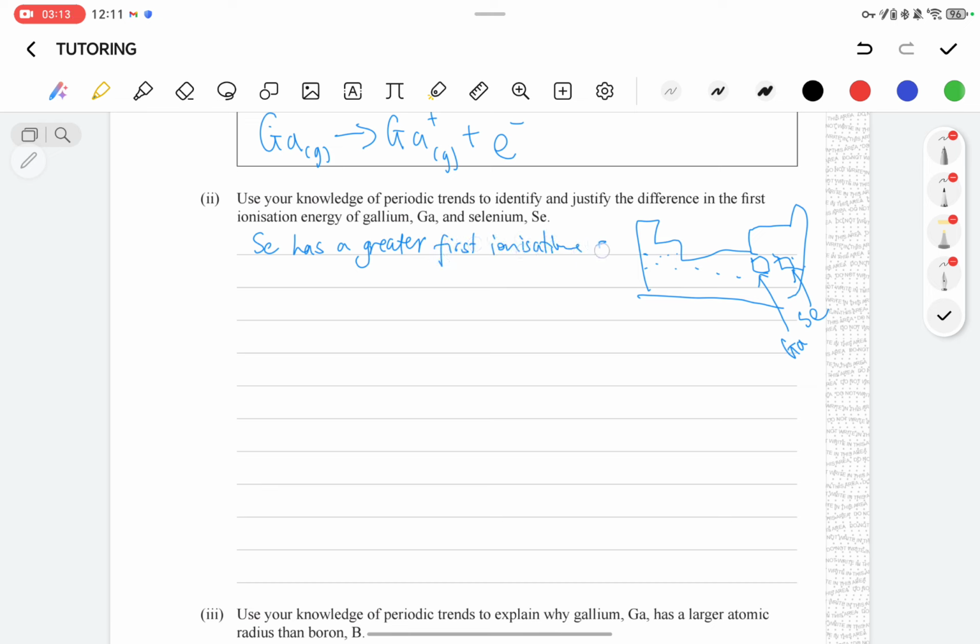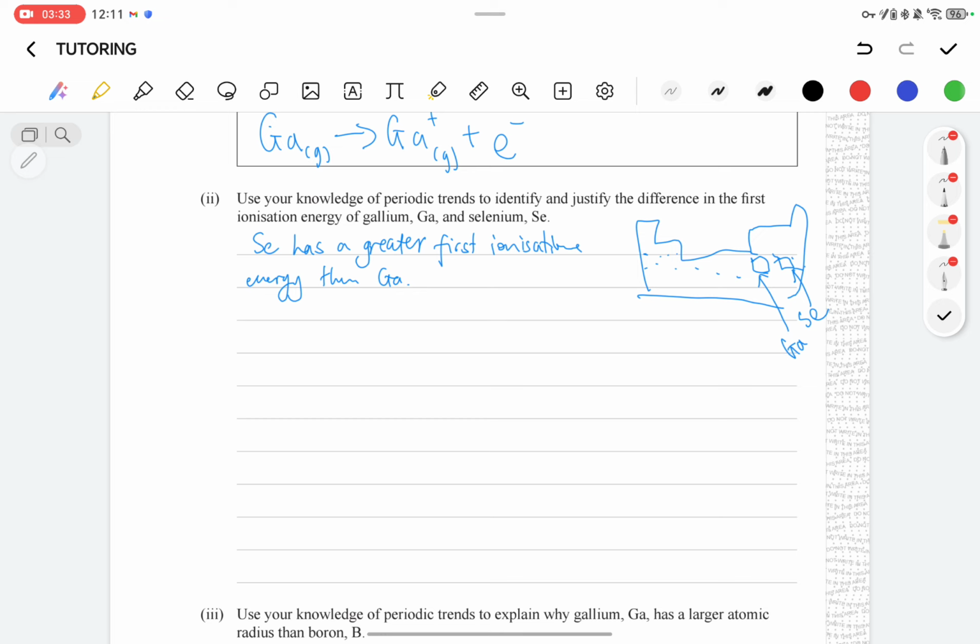Ionization energy than Ga. So although the valence electrons are in the same energy level with the same repulsion and shielding from inner shells, the number of protons increases across a period.